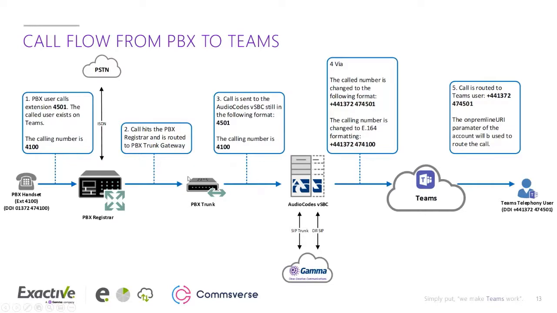So it does that, and we'll send it on to the AudioCodes gateway. So the call is sent to the virtual SBC, in which case AudioCodes sees 4501, and the calling number is 4100. And at this point, again, AudioCodes will look, can we send it out, or should we send it on to Teams? And at which point it's going to get sent on to Teams.